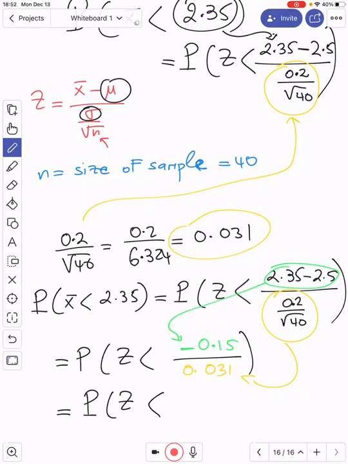Then this 0.15 over this 0.031, I think that would be like 4. So this is negative like 4.83 or something, okay? And because this is the area to the left, you can use the table, right? And here, just use table 3, okay?